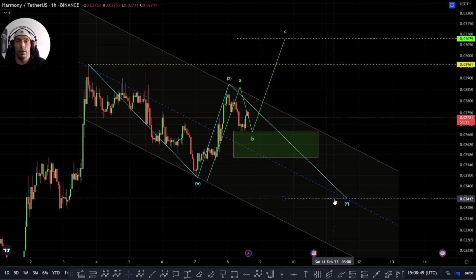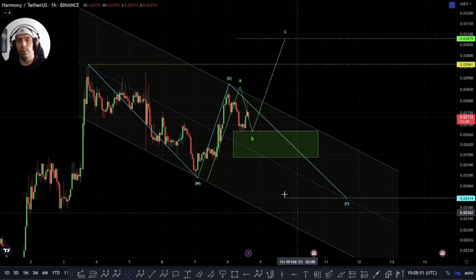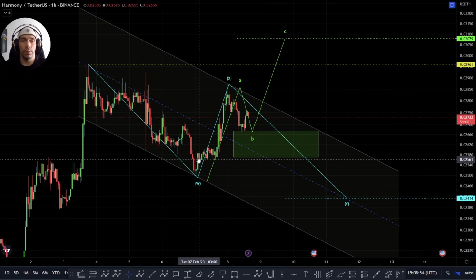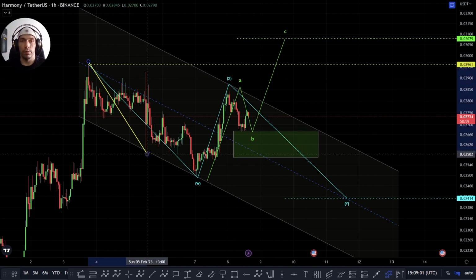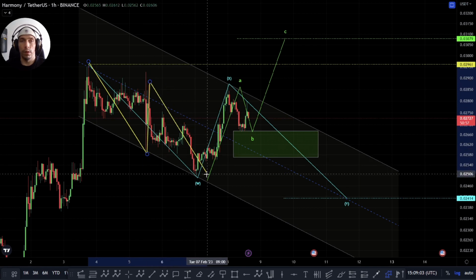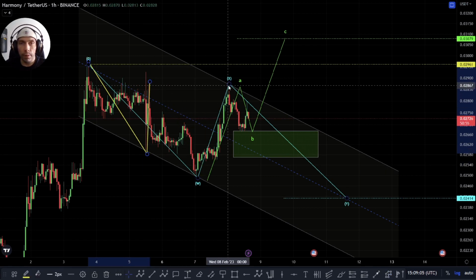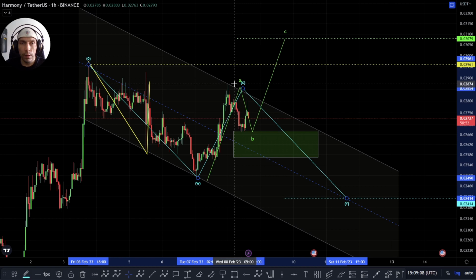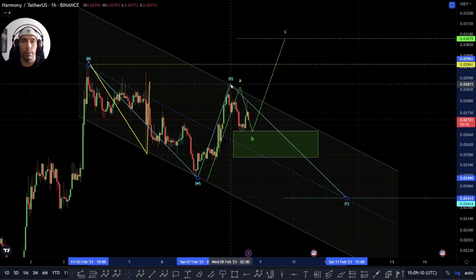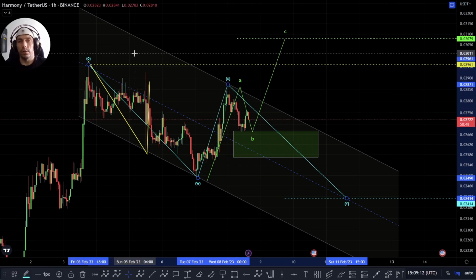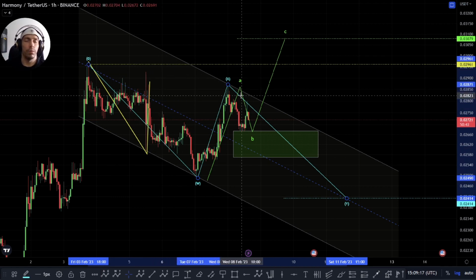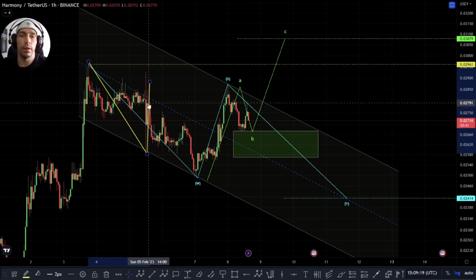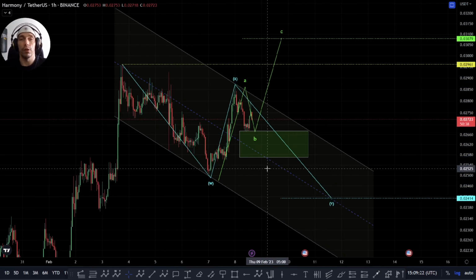If we do start to break down deeper, however, we'd have to just be careful. Like I said, I can't see anything impulsive within here unless we're looking at it as a diagonal. But even then, if we wanted to look at it as a diagonal, we'd have to say that this would be a 1, 2. Do we actually come up above it here? Yeah, we do. So we couldn't look at it from there. So as a diagonal, it doesn't really make sense either. So at the moment, it just looks like a corrective structure.